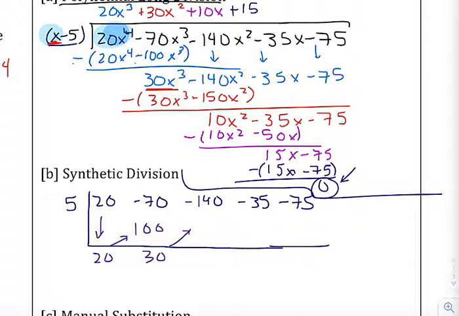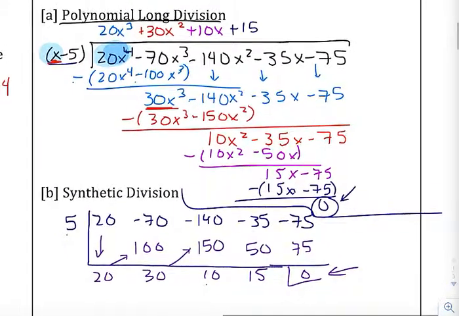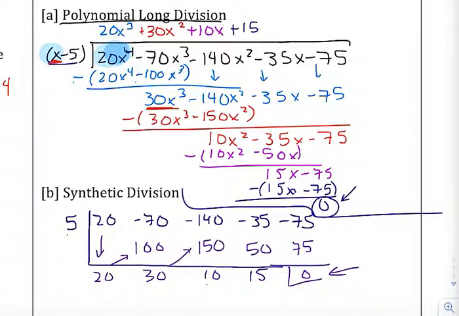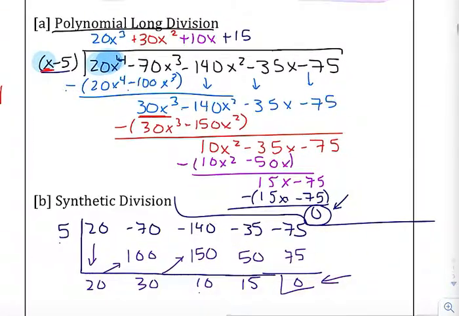Multiply 5 times 30, you get 150. Combine, you get 10. That gives us 50 here, because 5 times 10 is 50. Remaining 15. 5 times 15 is 75. And that will give us 0. And so again, that's where you see that it's a factor. That's going to be 0. Now, if you compare the time involved, we can certainly agree that synthetic division is much faster, which is maybe a more attractive alternative to test these roots, especially if you have multiple roots to test.